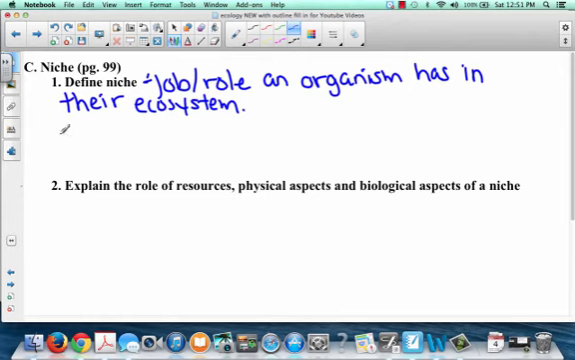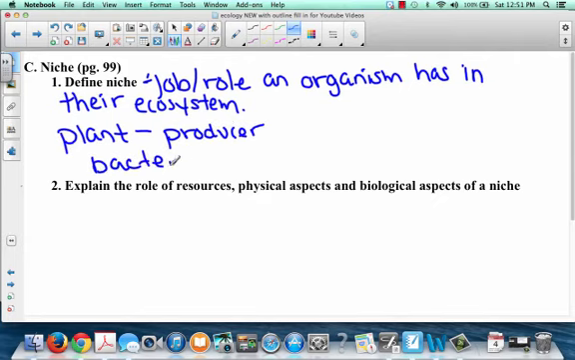And so, if you're a plant, your job is to be the producer. If you're bacteria, maybe your job is to be the decomposer. These are just a couple examples of niches. It gets really, really specific. So it could be, if you're a bird, maybe your niche is to only eat the insects on the top of the tree and not the bottom of the tree, because that's another bird's niche.